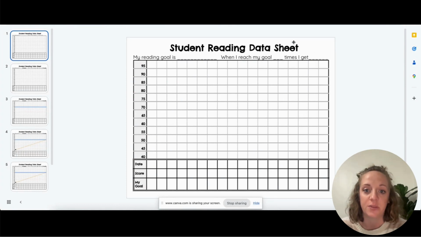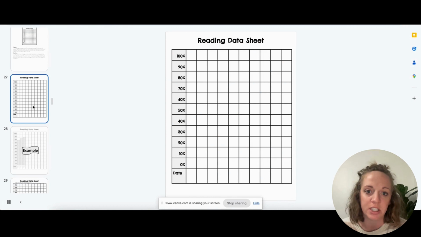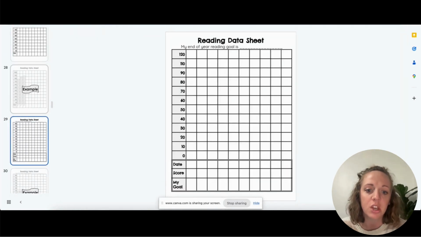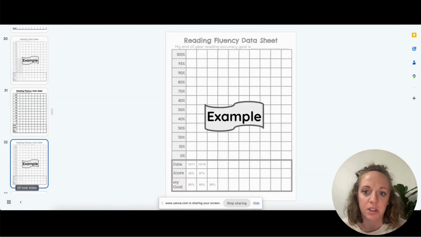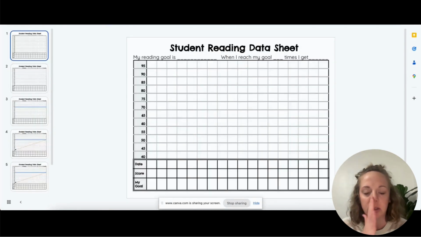So this first one is actually a really complicated one. If you are not used to collecting data, I would not recommend you start with this one. I would recommend that you start with one of our other ones that are just more simple, really basic, just to get you and your students used to collecting data. And then you can up your systems to these more intense ones like this one or like the ones that I'm going to show you today.